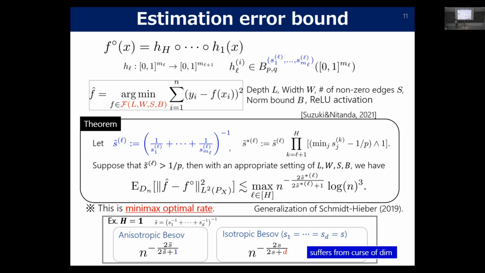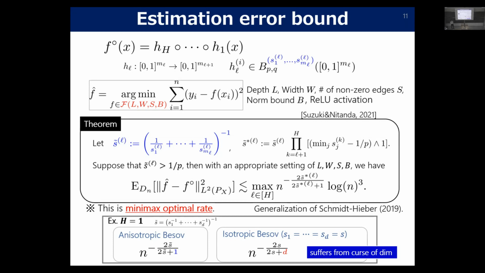Suppose we consider settings where S1 is small and the other S2 to SD are very large. Then S tilde is almost like S1, so it only depends on the one direction smoothness. Then the dimensionality does not appear in the rate. But if you consider isotropic Besov spaces, S1 equals SD equals S, then the D appears here from this theorem. So then you suffer from the curse of dimensionality. Therefore, the anisotropic smoothness is important to avoid the effect of the dimensionality.